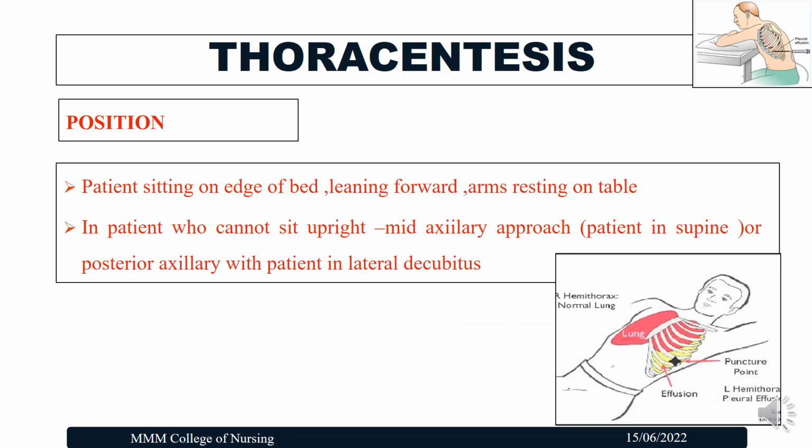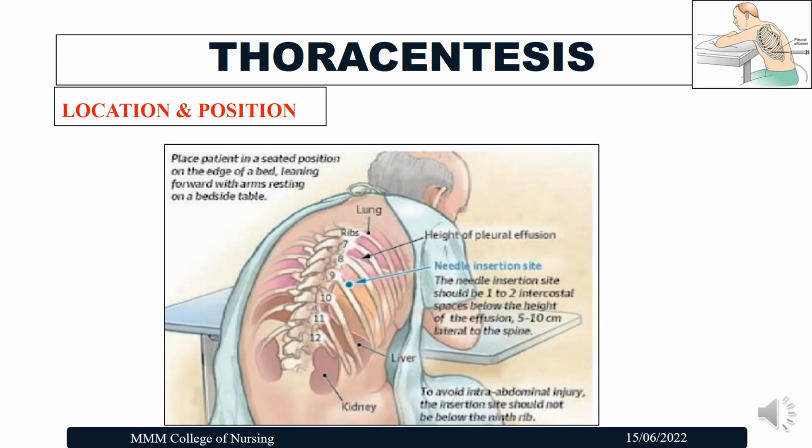So what is the position we can use for thoracentesis? If the patient can sit upright, the patient can sit on the edge of the bed leaning forward, and the arms can rest on the table. That can be an ideal position for doing thoracentesis. If the patient is unable to sit upright, the patient can lie down in a supine position with the hand elevated. A mid-axillary approach can be used, or a posterior axillary approach with the patient in the lateral decubitus position. So this is the ideal position and location where we have to proceed with the thoracentesis.